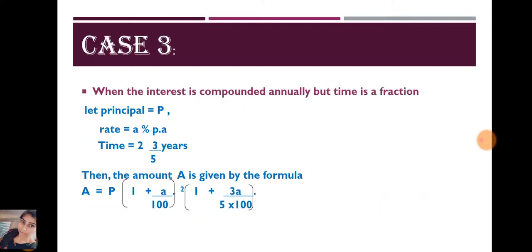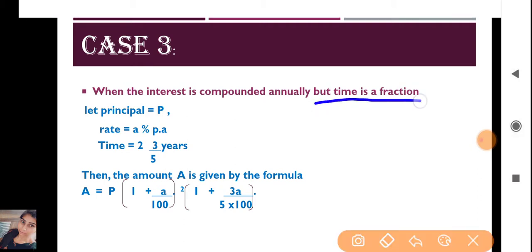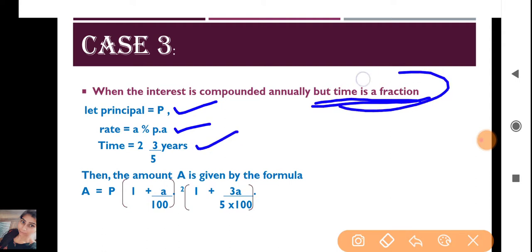Now let us see the next one. Now the case 3. Again in case 3 we are going to see that the interest is compounded annually only, but the time is given in fraction. Now in the second case the rate was different, but in the third case the time will be in fraction. So suppose again the same thing, let P be the principal, A% be the rate. You can take R also or anything else. Now time is given in fraction, so it is better to write it as a mixed fraction.